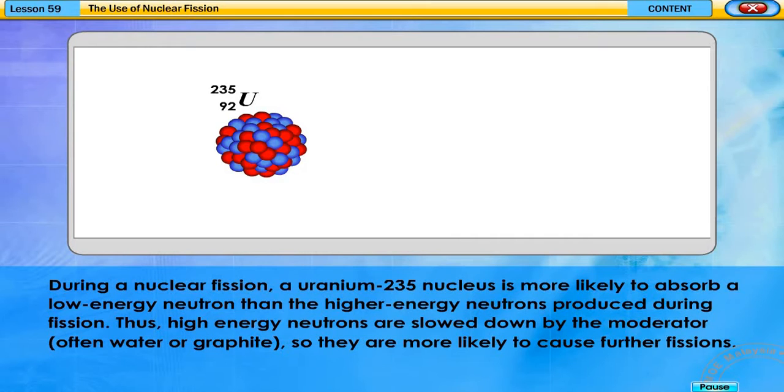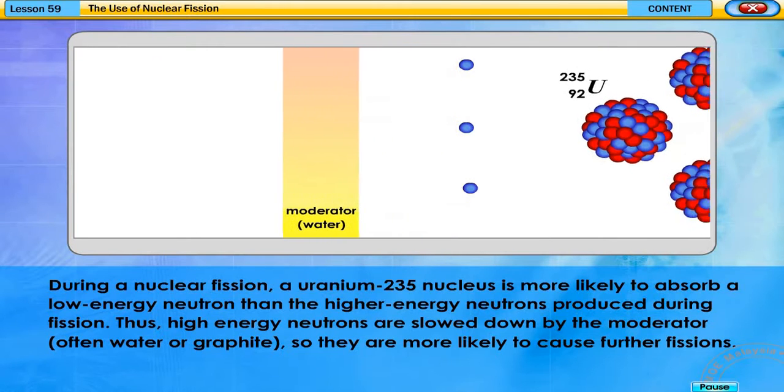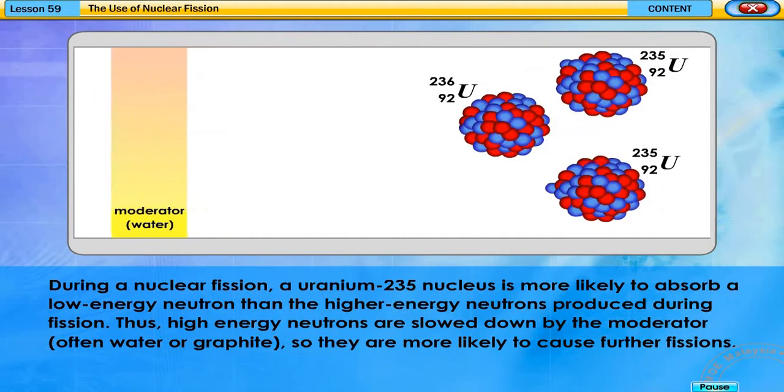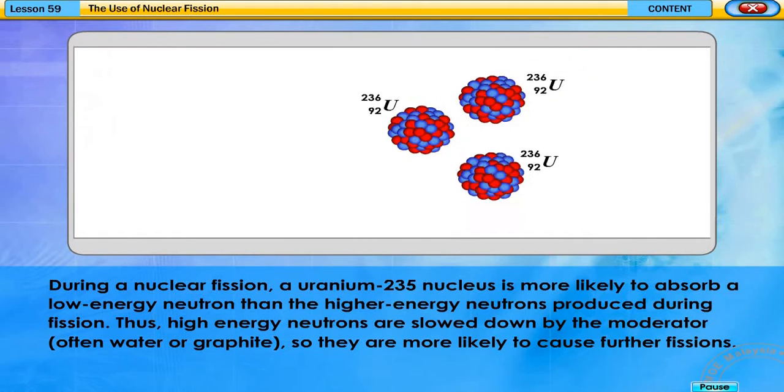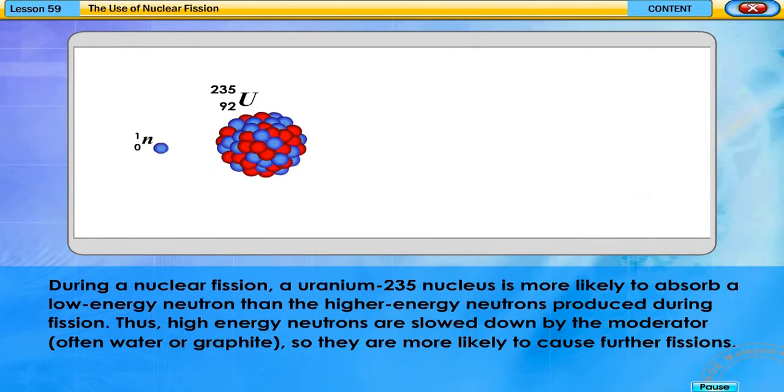During a nuclear fission, a uranium-235 nucleus is more likely to absorb a low-energy neutron than the higher-energy neutrons produced during fission. Thus, high-energy neutrons are slowed down by the moderator, often water or graphite, so they are more likely to cause further fissions.